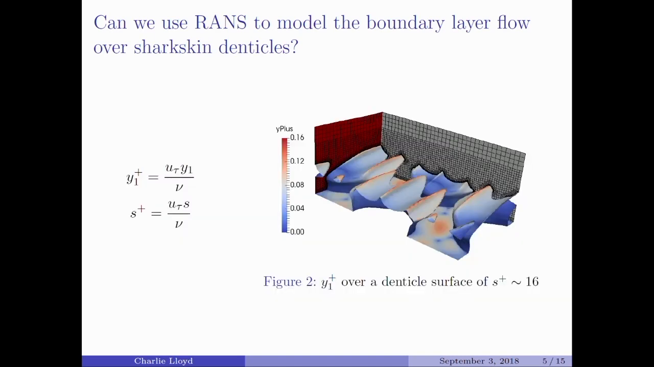And just to illustrate how y plus varies over these kinds of surfaces, I've got here a periodic flow over a shark skin surface, and you can see that y plus, for a moderate S plus value of 16, is already down to 0.16, and I would quite like to get down to S plus values of 5, up to S plus values of 50.